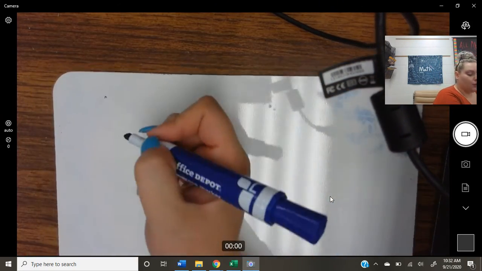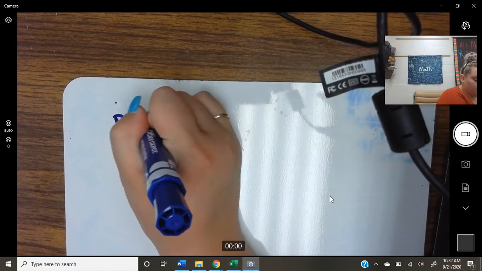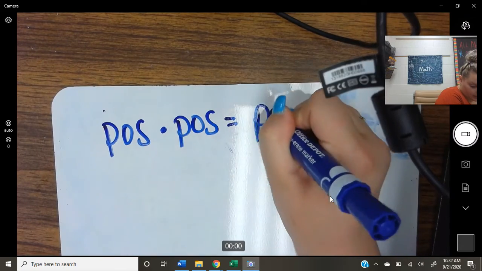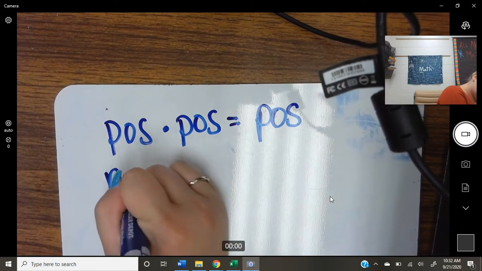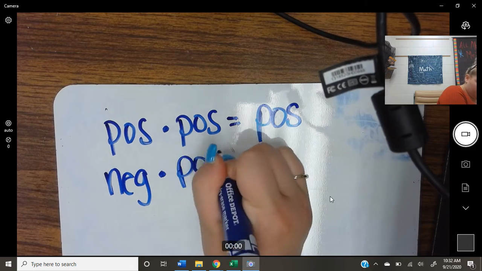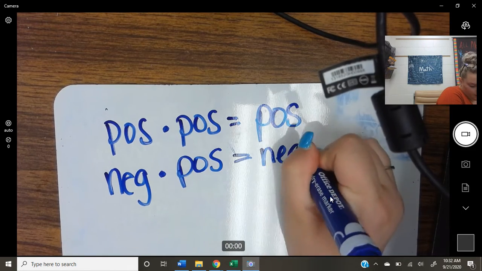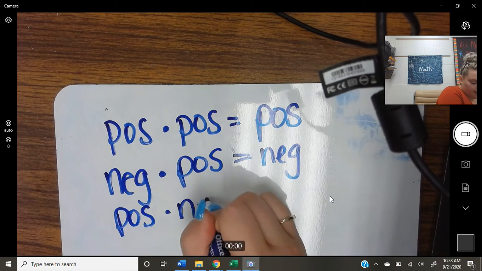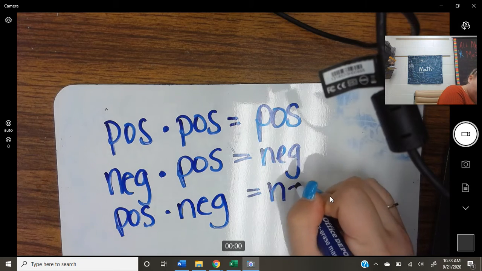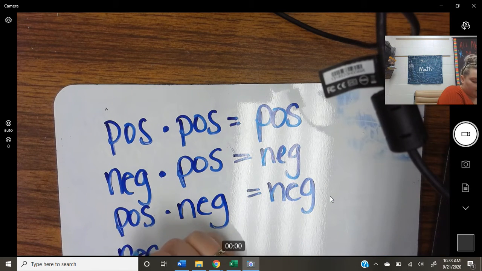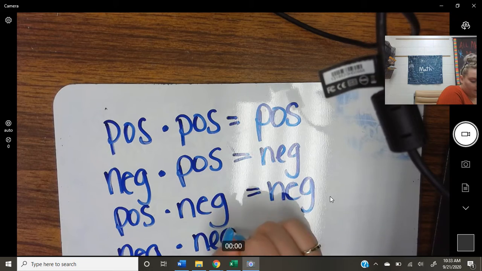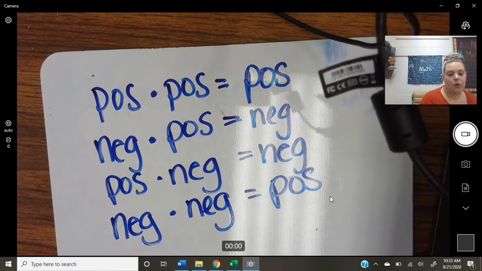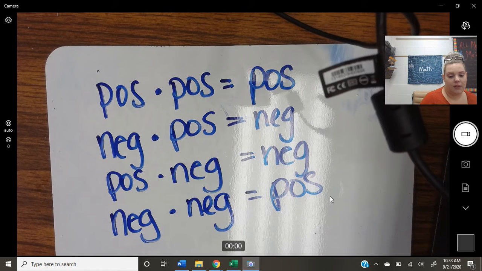Also write these in your notes. Positive times positive equals a positive. Negative times a positive equals negative. Positive times a negative equals a negative. And negative times a negative equals a positive. Okay, so those are our rules for when we're multiplying negative and positive numbers.